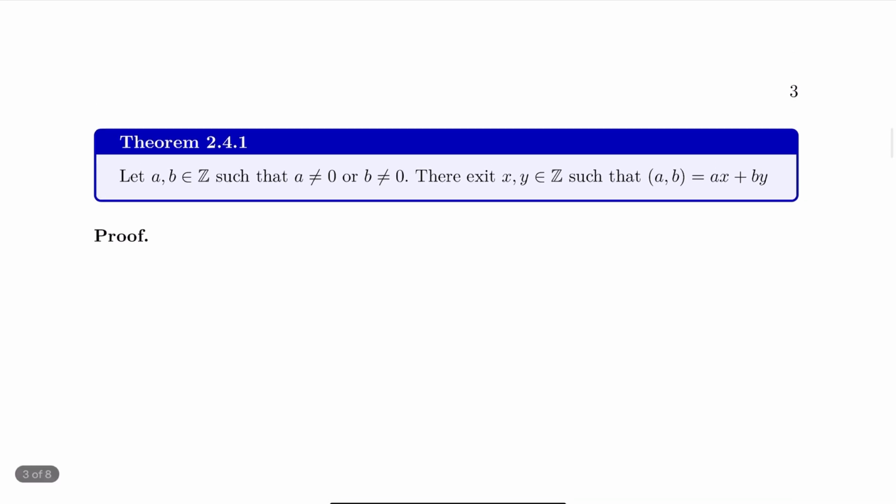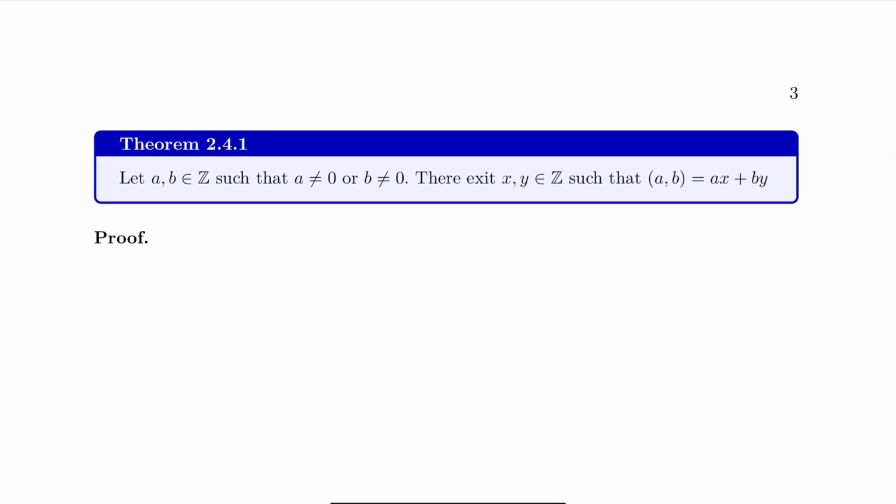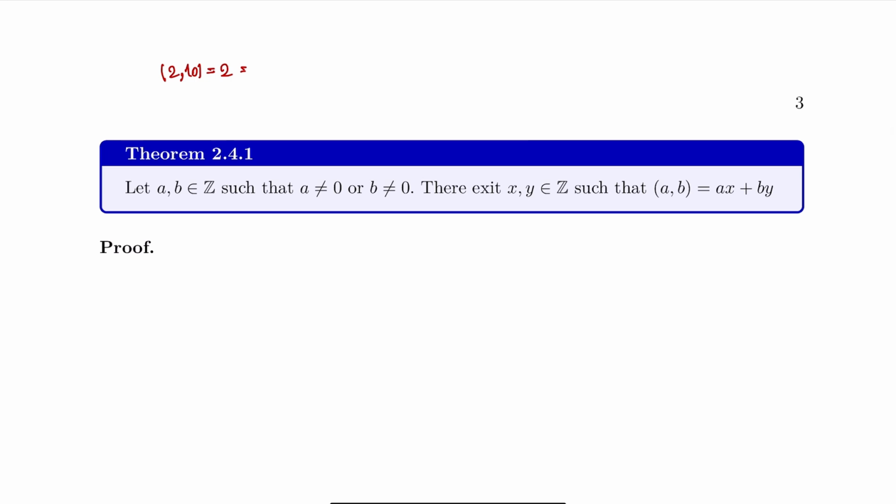For example, you might have the GCD, or greatest common divisor, of 2 and 10. The greatest common divisor is 2. This number 2 can be written in terms of 2 and 10, each multiplied by an integer. So 2 can be written as 2 times 1 plus 10 times 0. This is one of the examples.